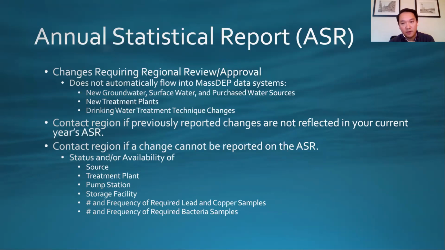If you do notice that the data that you're reporting isn't being pre-populated the following year, please contact your regional office and let them know that you reported this data on the ASR and that it needs to be reviewed. Some of the data also cannot be updated on the ASR forms. For instance, the status or the availability of a source, a treatment plant, a pump station, a storage facility, the number of lead and copper samples that your public water system is required to take. So if you notice that any of these data are incorrect, again, you'll need to contact your regional office to make those changes. Next slide.